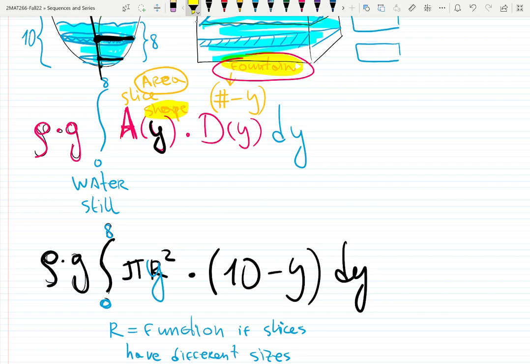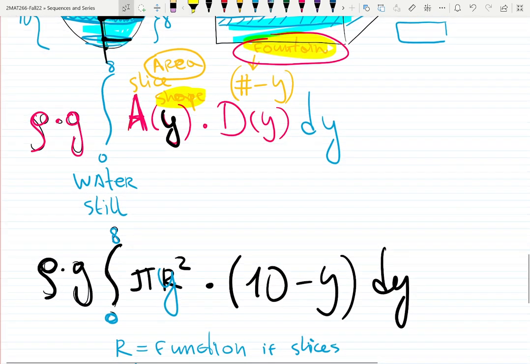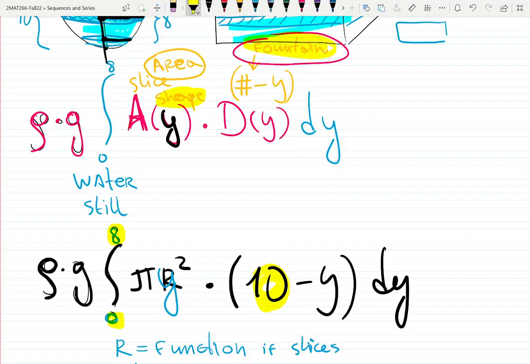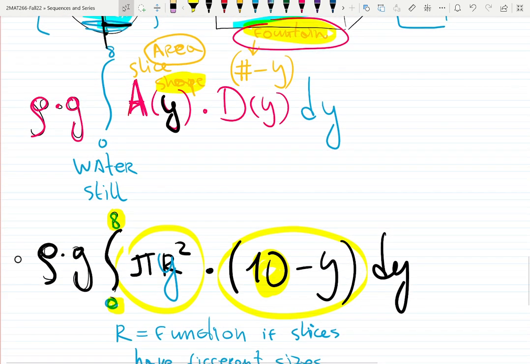So the most important is to remember 10, that's the fountain height. 0 to 8, that's the water level height. So remember that. Okay, good. Area, pi r squared or x times y, but then you have to find the relationship, blah, blah, blah. Or maybe it's a constant. And then the shift, fountain minus y, dy. Yes, no? Correct, not correct? You tell me.